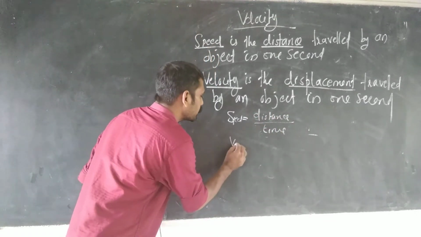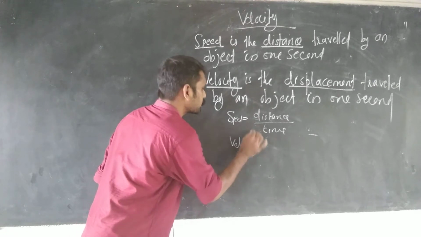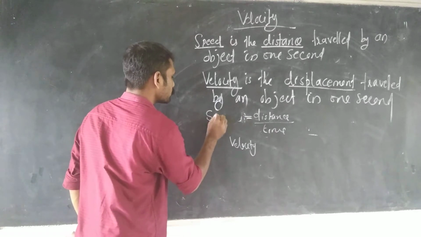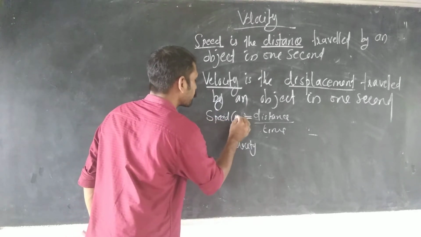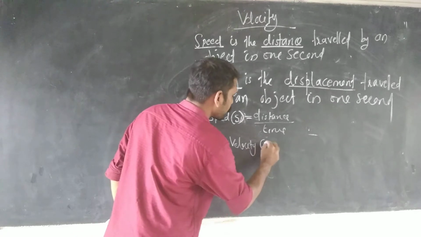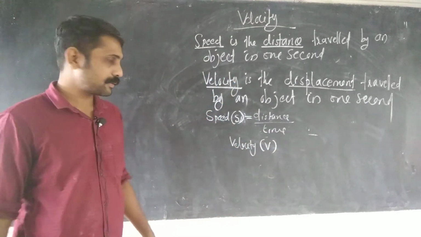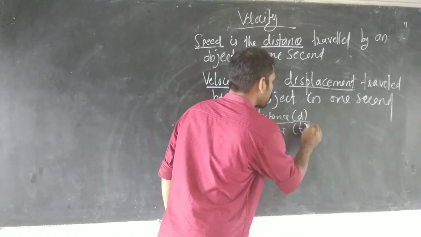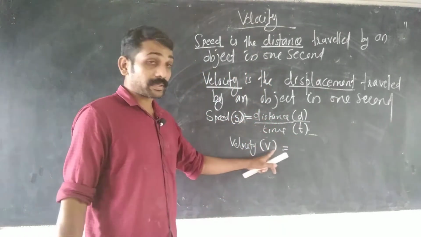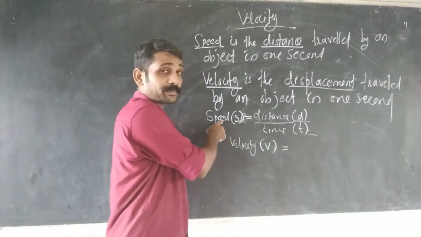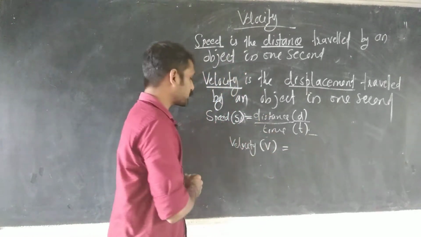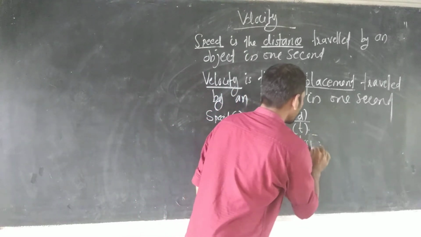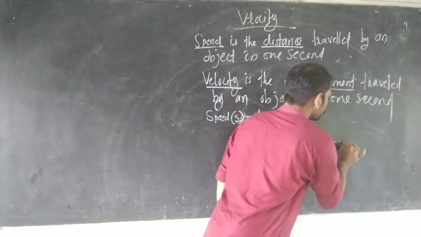So what is velocity? Speed is represented by letter S, velocity is represented by letter V. Distance is represented by D, time by T. The equation of speed is distance by time. So the equation of velocity is displacement by time.